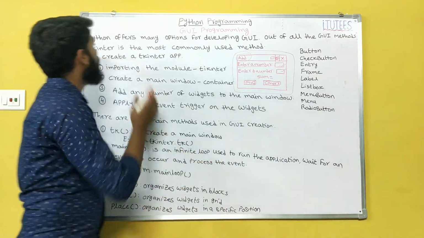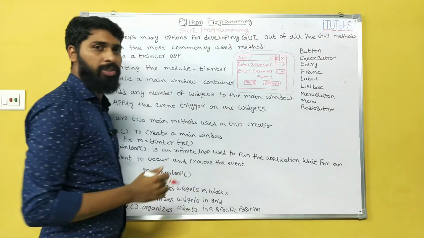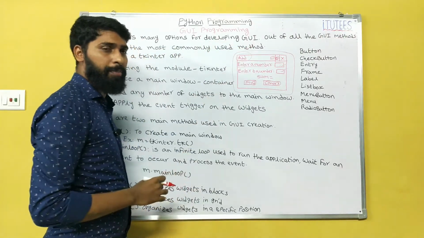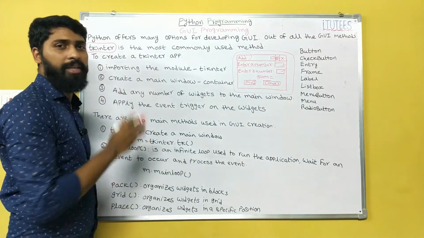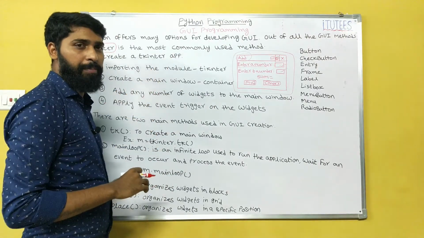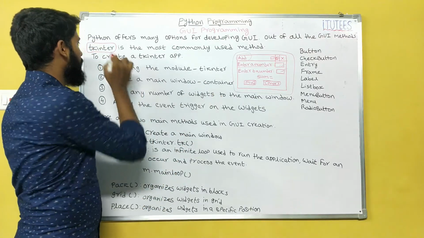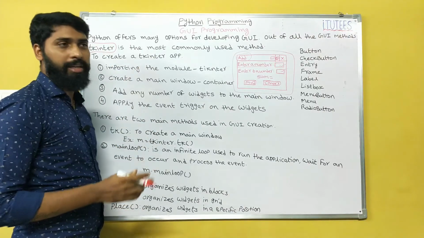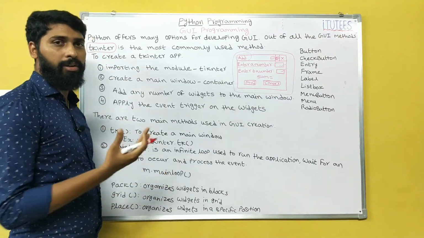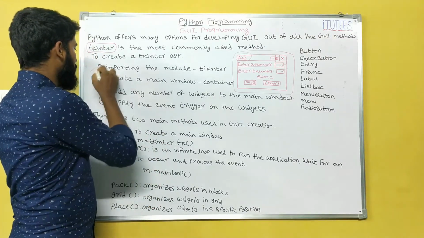Let us see. Python offers many options for developing GUI. Out of all these GUI methods, Tkinter, this is the package, is the most commonly used method. That means now we are going to develop the programs with the help of the Tkinter module. To create a Tkinter app, for example if I want to create a graphical user interface program, I follow some steps.